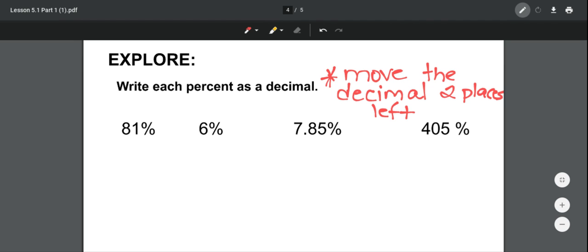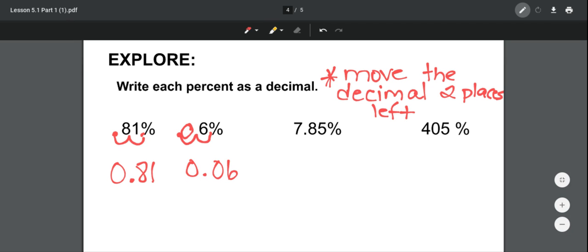So in the first one, our decimal point in 81 would be at the end. So we would move 2 places to the left to give us the decimal 0.81. For 6%, again, our decimal is found at the end. So we would move our decimal point 2 places to the left. And yes, you've guessed it, we need to fill in our loop with a 0. Therefore, our answer would be 0.06.